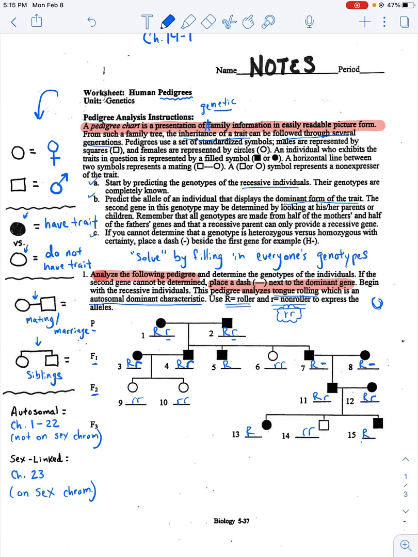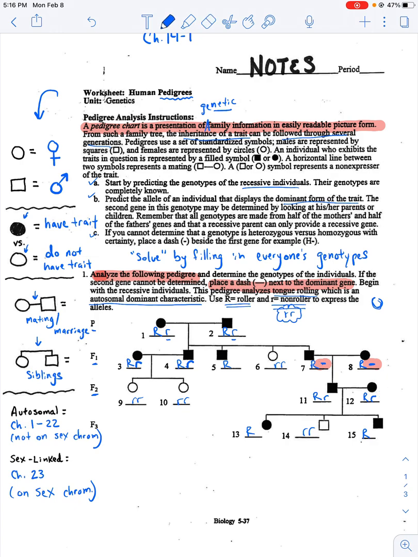So a dash is acceptable as long as you are sure that you cannot figure out what that second allele is. For example, if you put a dash here, that would be wrong because you know that 14 is homozygous recessive and inherited one small r from each parent. So you can't put dashes where they don't belong.